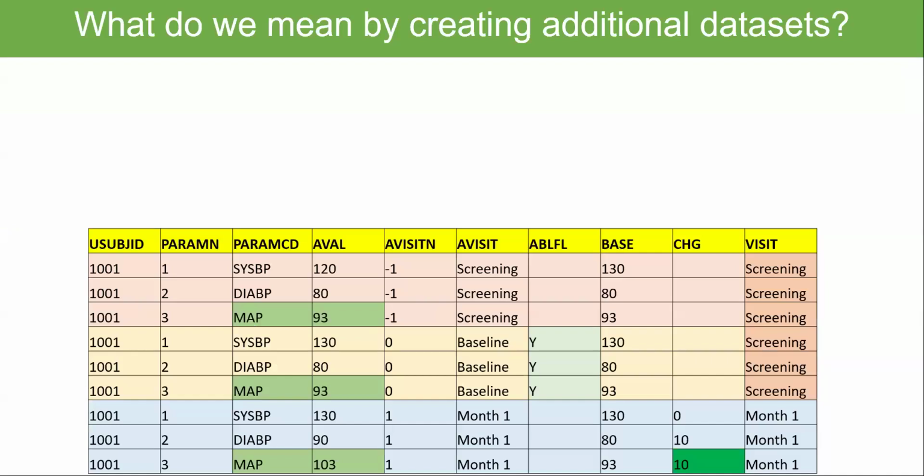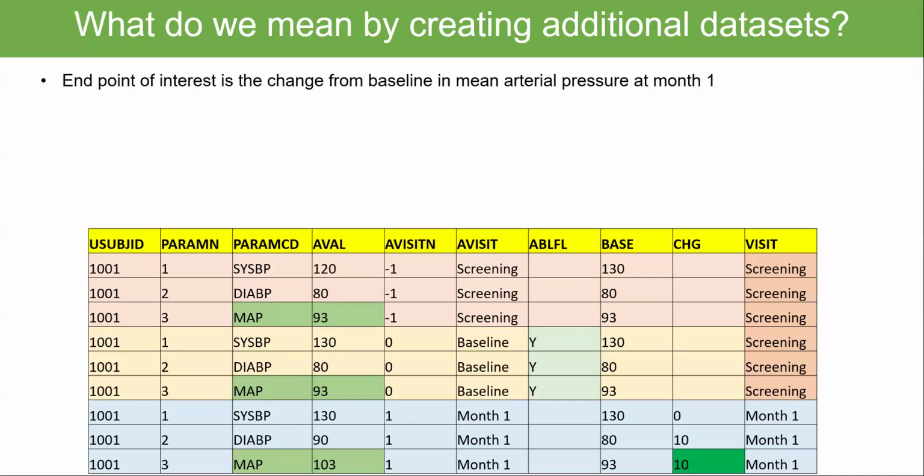So then what do we mean by creating additional data sets? As part of the role, what does a clinical trial programmer do? We said we organize the collected data into standard structure and we call that SDTM, and we quickly saw what we mean by SDTM. And then we also said that we create additional data sets. So what do we mean by creating additional data sets?